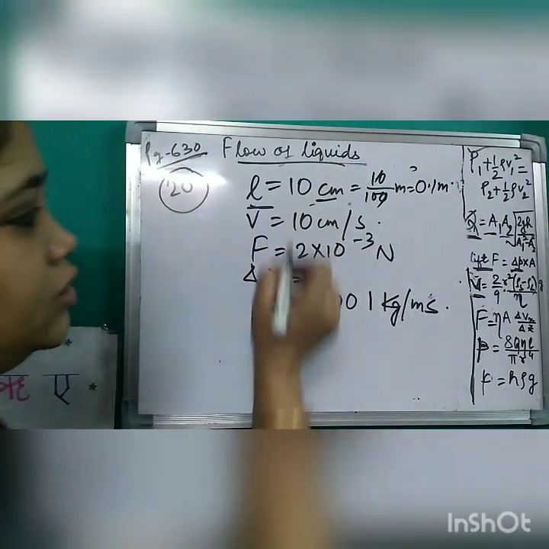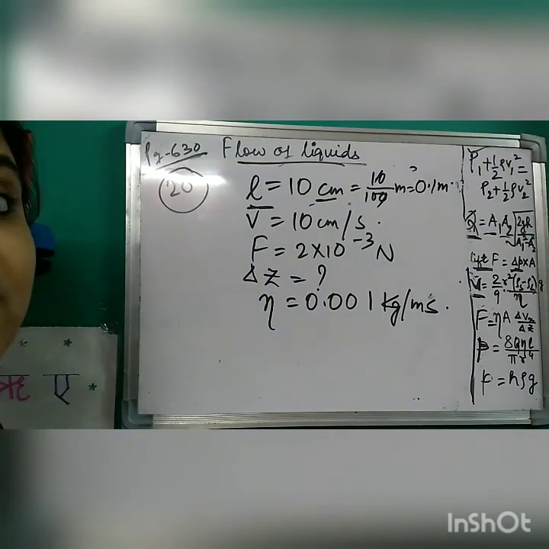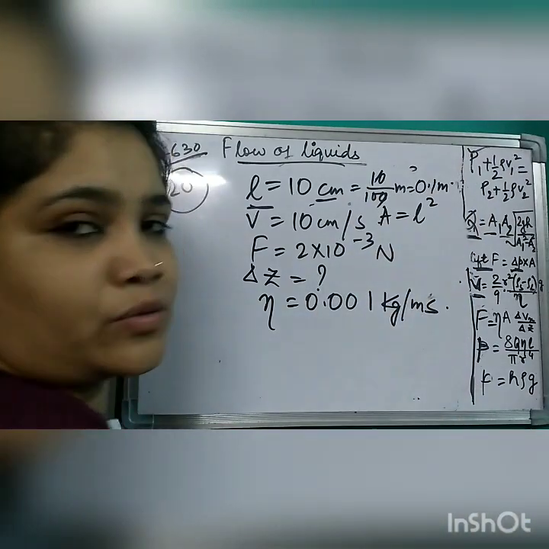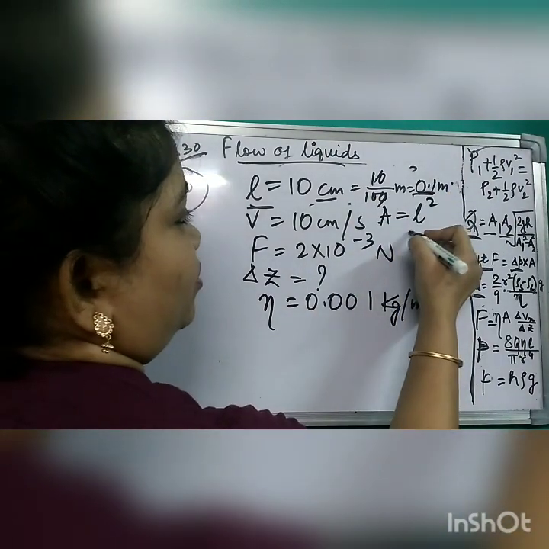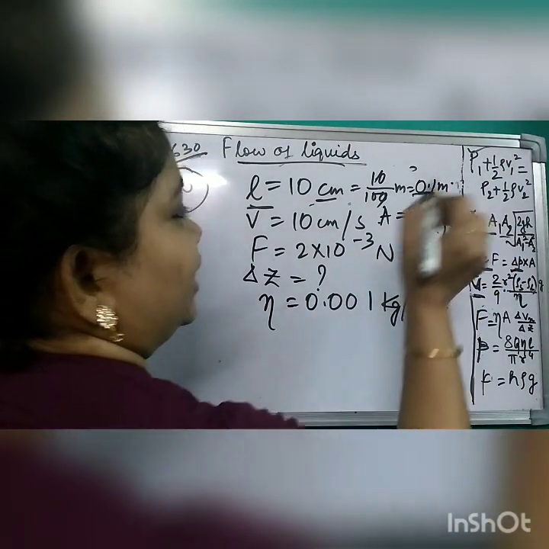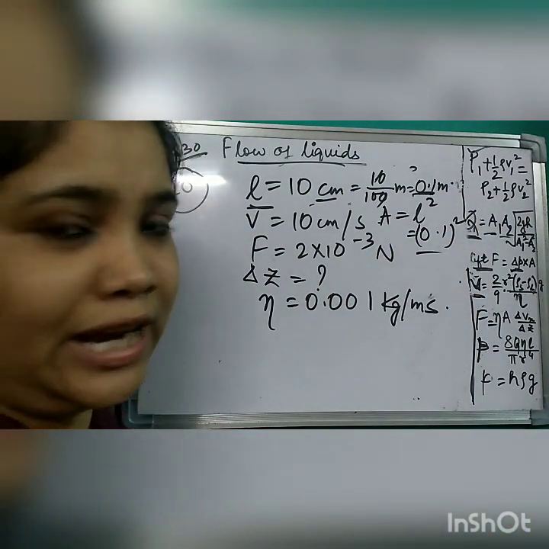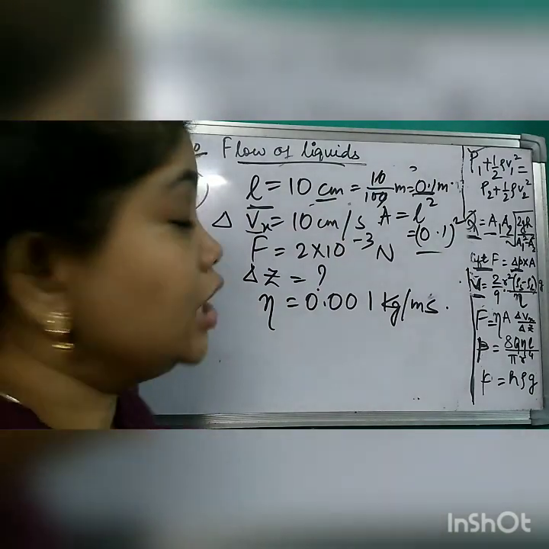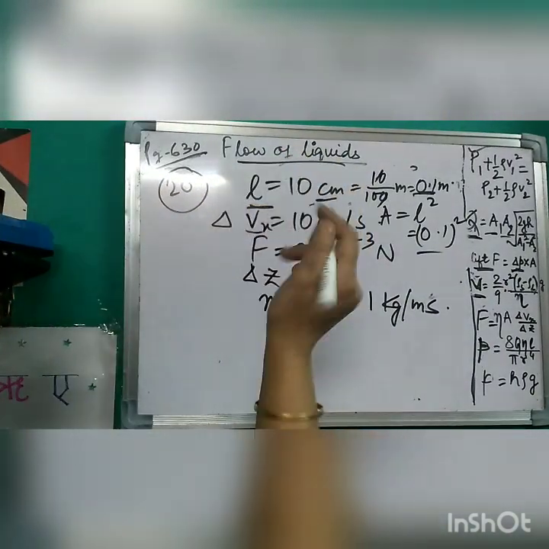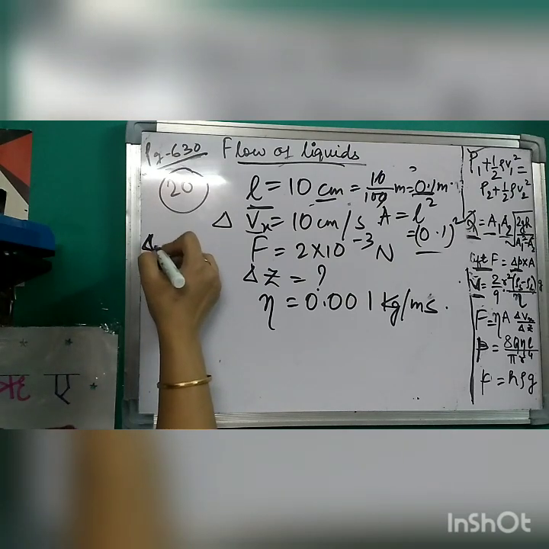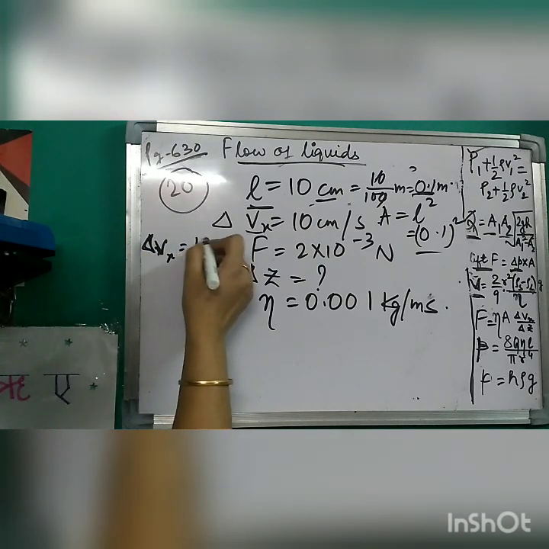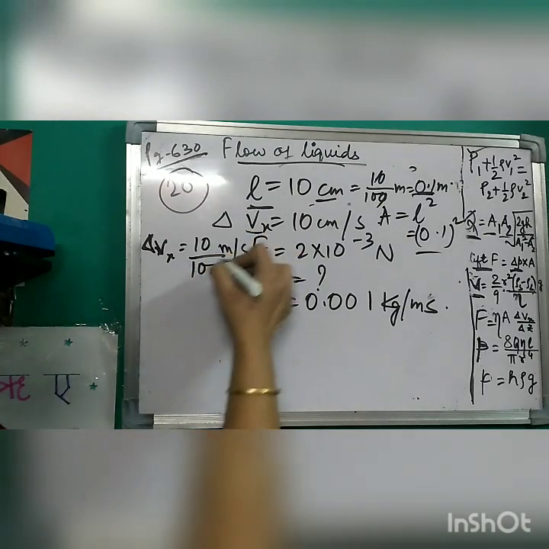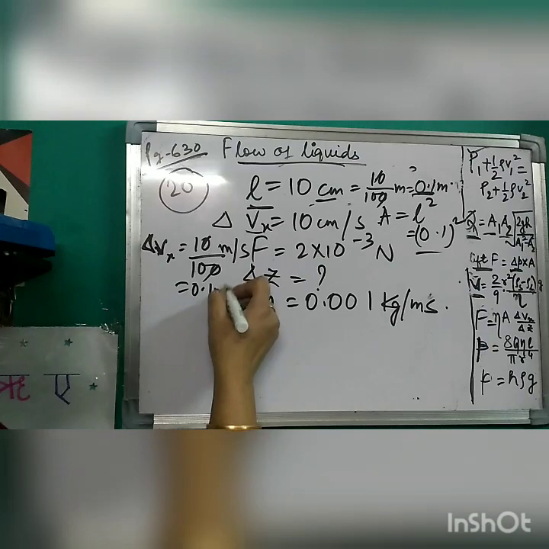But our formula is not related with length. We have to find the area of a square. So what is the formula of area of a square? It is nothing but L square. L you have got as 0.1, so just find out the value, you will get the area. Now this is delta Vx, basically it's not V, it's delta Vx. Delta Vx is also given in centimeter, so let's convert it into meter. Delta Vx is again 10 by 100 meter per second, which is 0.1 meter per second.